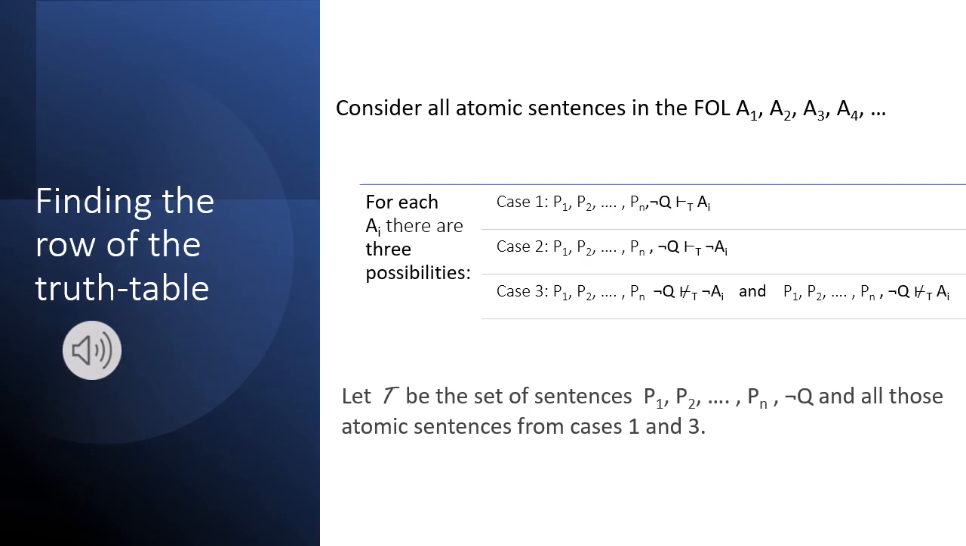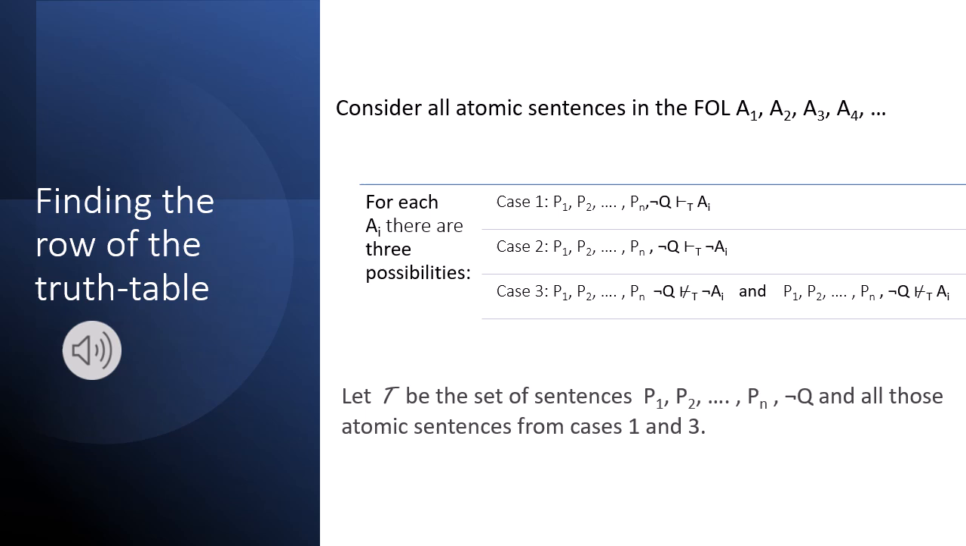What we do is we expand our collection to a bigger one, let's call it T here, that includes our sentences P1 through Pn and the negation of Q, and then all of those atomic sentences from either case 1 or case 3. The nice thing about just throwing in case 1 and case 3 is that if you have an atomic sentence Ai that's not in T, then the only possibility is that it must have been in case 2, meaning that there's a proof of its negation from P1 through Pn and the negation of Q.